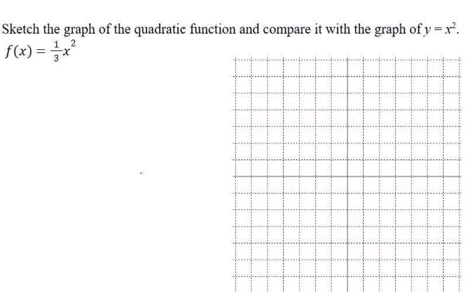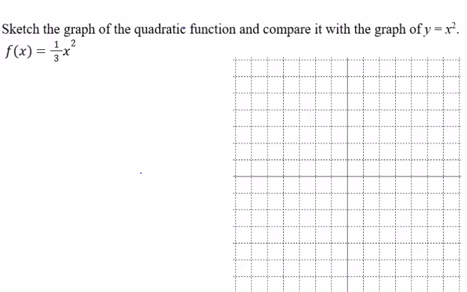All right, so let's actually graph a few of these here. So here we're given f of x equals 1/3 x squared. Now remember that we can do this a couple different ways. We can start with the parent function and understand what the transformation is happening here, and kind of plot it that way.